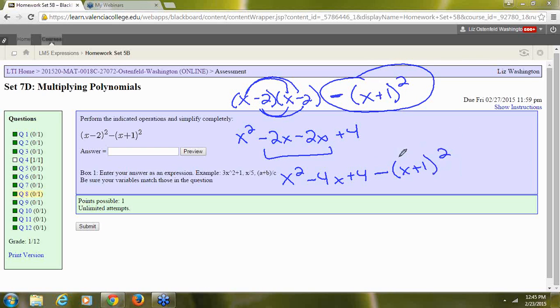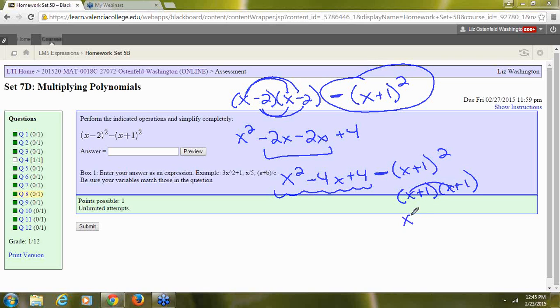So what I want you guys to realize is that this negative sign is kissing this parentheses, which means this negative sign is going to get applied to everything in here. But I need to work out this exponent first. So I'm going to get the x plus 1 times the x plus 1, right? This stuff is just going to wait for me to finish.